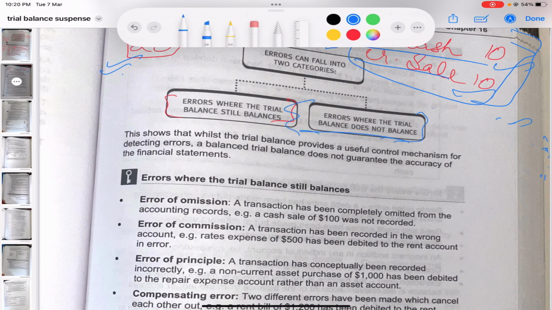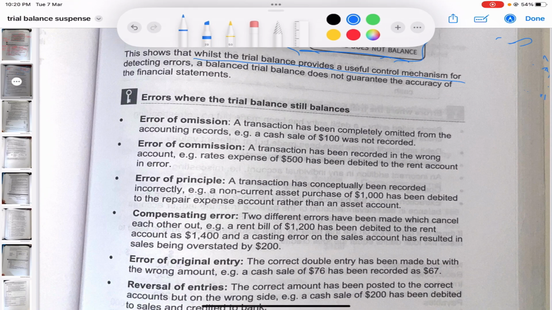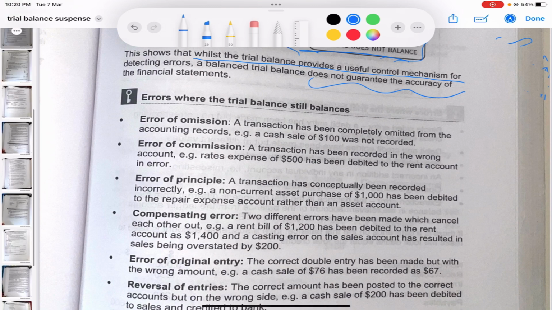Errors where the trial balance does not balance. This shows that whilst the trial balance provides a useful control mechanism for detecting errors, a balanced trial balance does not guarantee accuracy. Why does it not guarantee accuracy? I just showed you an example that if both my accounts have the incorrect balance, then it's not going to be seen anyhow, right?